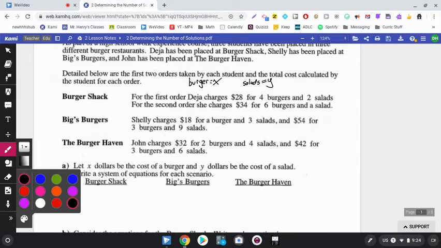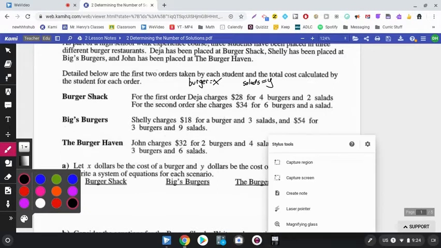Over at Big's Burgers, this was Shelly: $18 for a burger and 3 salads. The next order was a big one, $54, for 3 burgers and 9 salads. Finally, Burger Haven: $32 for 2 burgers and 4 salads, or $42 for 3 burgers and 6 salads. So these are 3 different scenarios we're looking at.